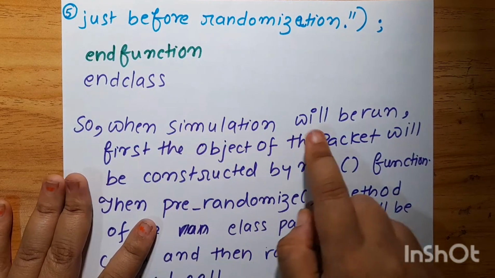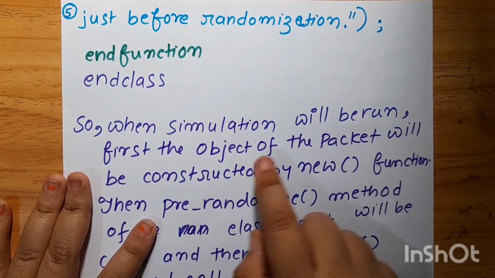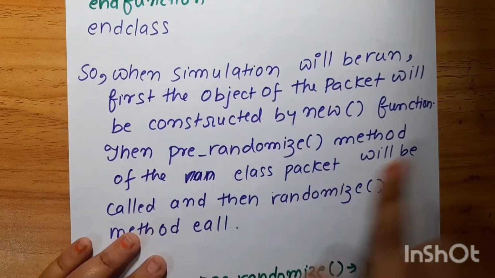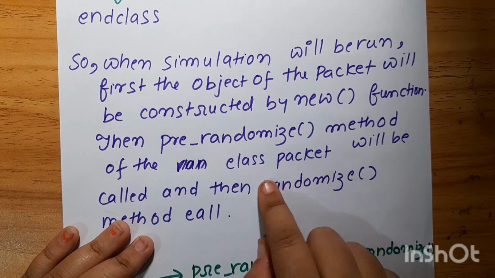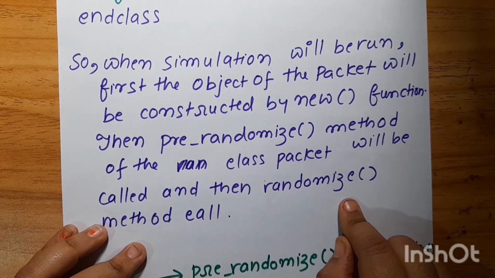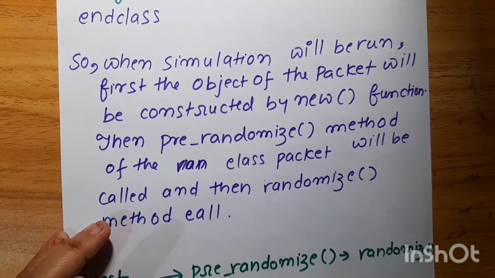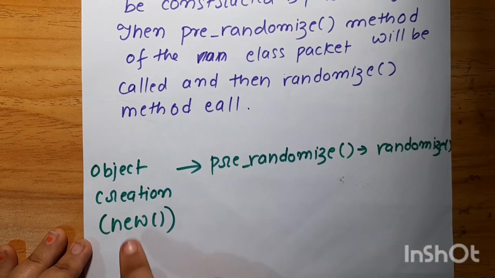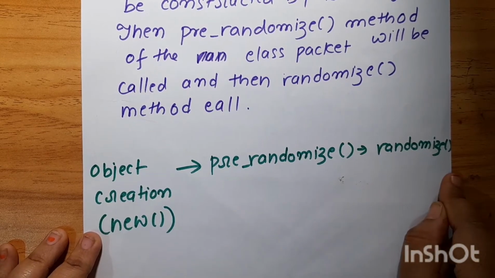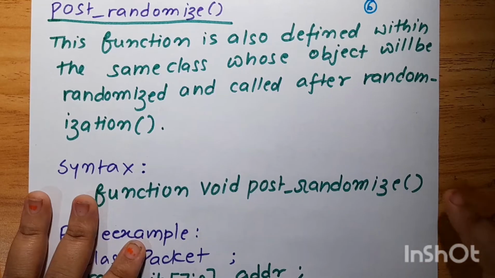Okay, so when simulation is run, first the object of the packet will be constructed by the new function, then the pre-randomize method of the class packet will be called, and then the randomize method call happens. So it is like this: object creation, pre-randomize, and then randomize. Now we will see the post-randomize method.